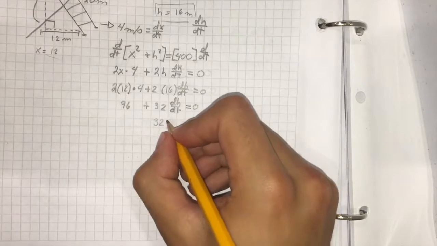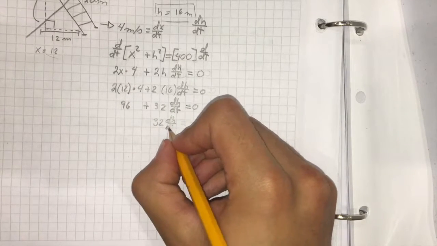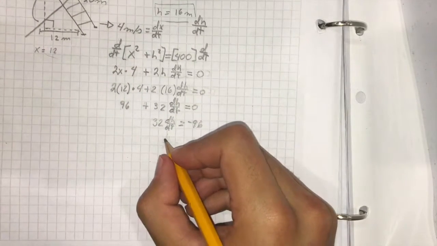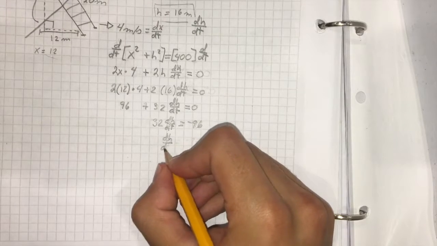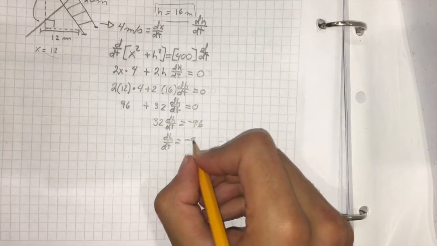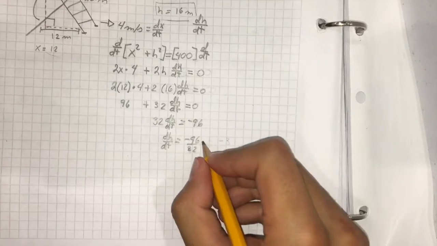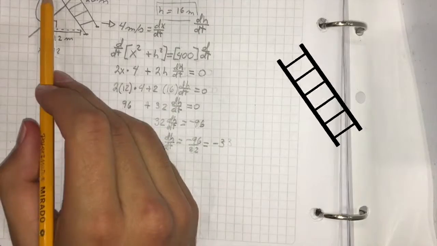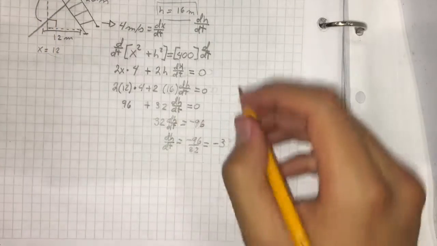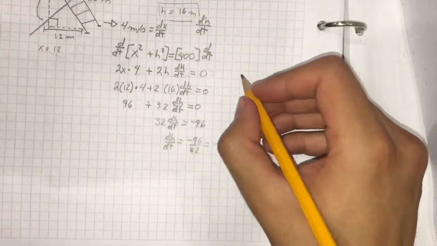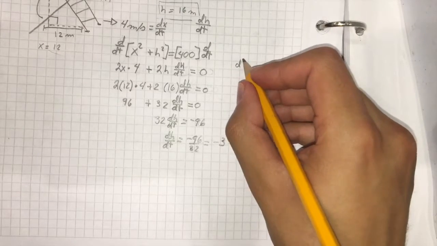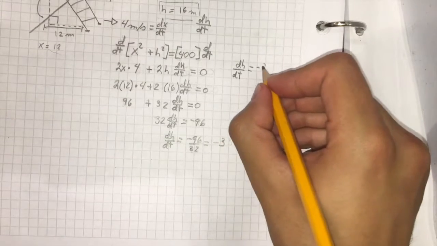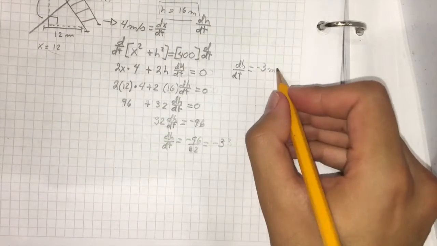Now we know that 32 times the derivative is going to be equal to minus 96, and finally our derivative is going to be equal to minus 96 over 32, that is equal to negative 3. And this makes sense because the ladder is going down. So our final solution is that the change in height over the change in time is equal to negative 3 meters per second.